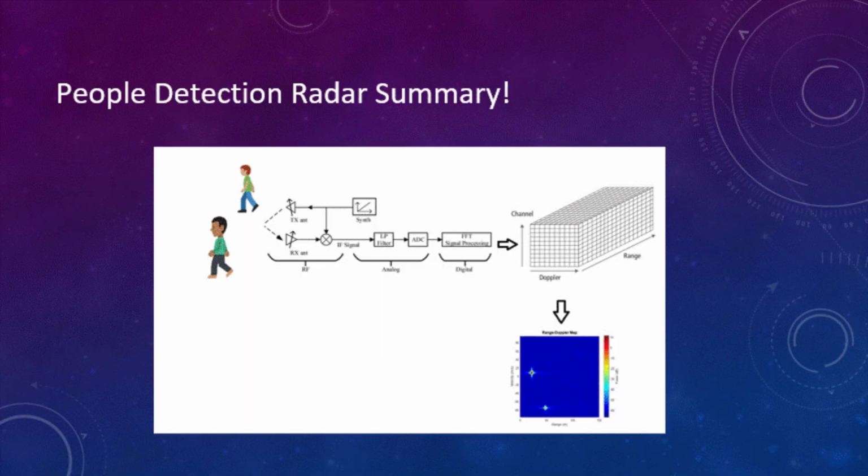To summarize, we have demonstrated the ability to capture a frequency modulated continuous wave, process this data, and produce a range Doppler map which demonstrates our ability to detect two people closely spaced in range at a certain velocity.